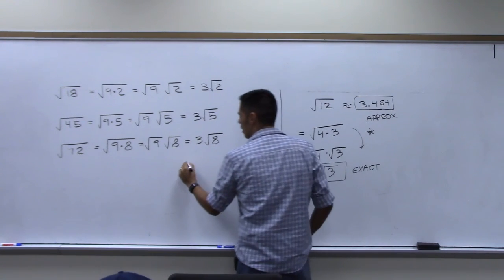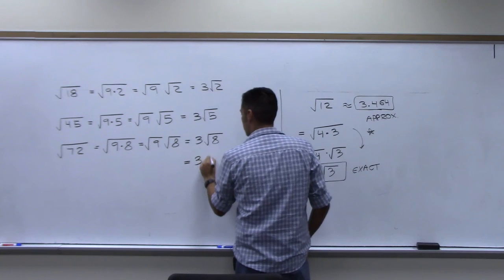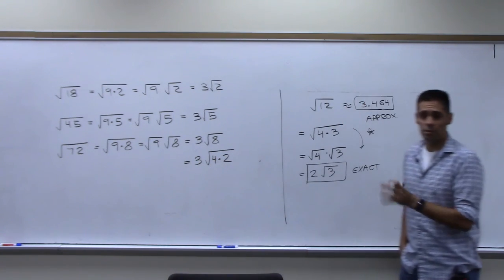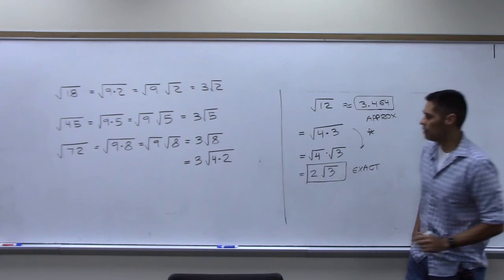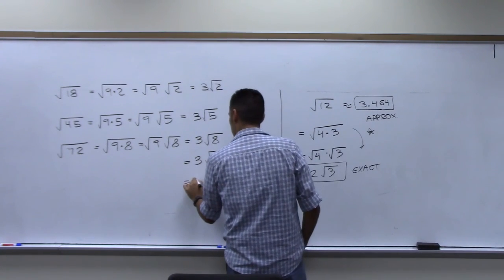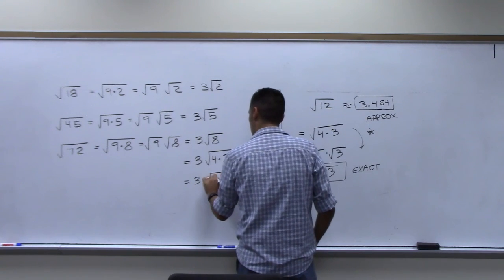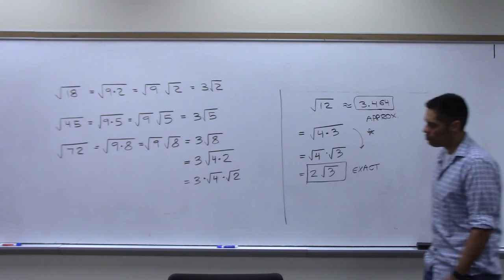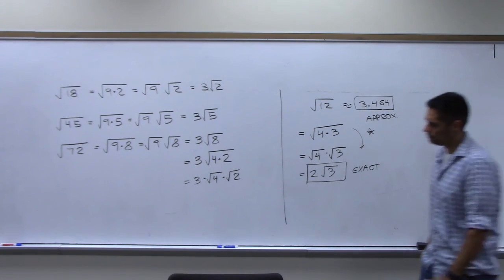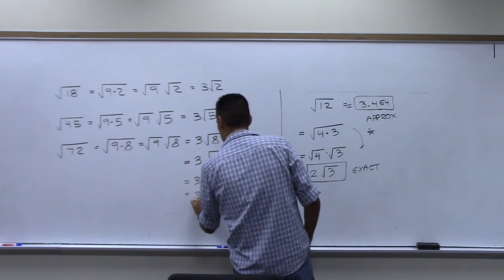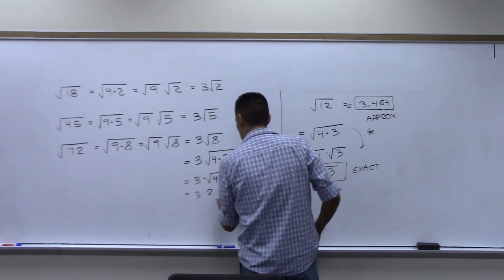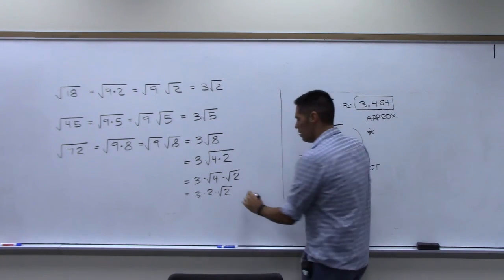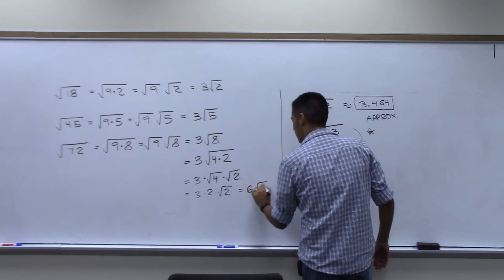So we're not done here. This is the part that you have to be careful with. You have to know when you're done. I'm going to rewrite 8 as 4 times 2. And then I can split that into 2 different roots. 3 times root 4 times root 2. And what is the square root of 4? 2. So this is 3 times 2 times root 2. And you can actually multiply the 3 times the 2 and get what? 6. So this will become 6 root 2.